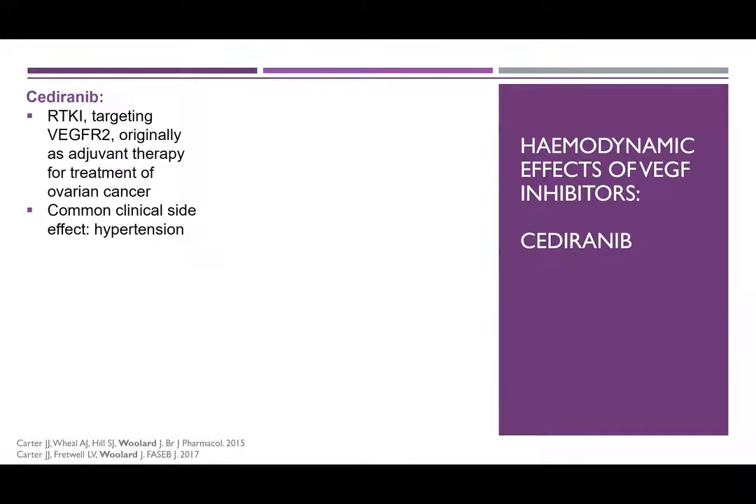And so we conducted some studies, and one of them was to look at a compound called cediranib. So this is a receptor tyrosine kinase that, amongst targeting other receptors and other signaling systems, also targets VEGF Receptor 2. Originally, it was developed as an adjuvant therapy for ovarian cancer. I think it's being repurposed at the moment. But one common clinical side effect, as I've mentioned earlier in my talk, was the development of hypertension in patients that were treated with cediranib.